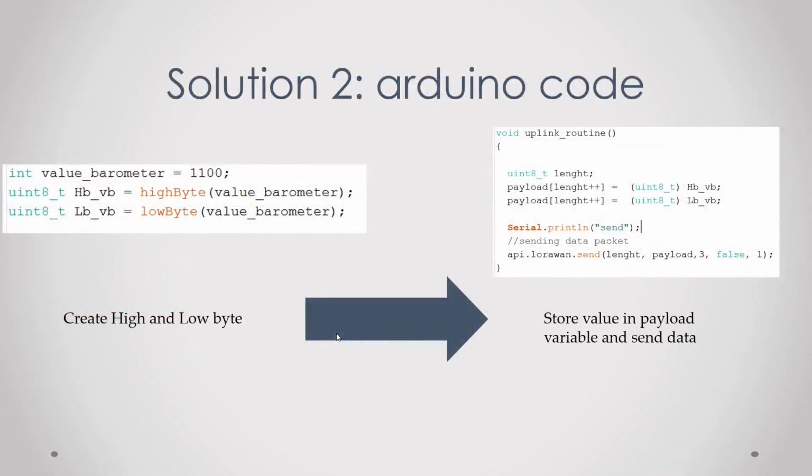Now, how does that look in Arduino? It's pretty easy. Again, we define the variable of the barometer, then we declare a high byte and a low byte, then we send that high byte and low byte. Again, do not put plus low byte here on one interval, because you need 2 of them, because it's only one byte.